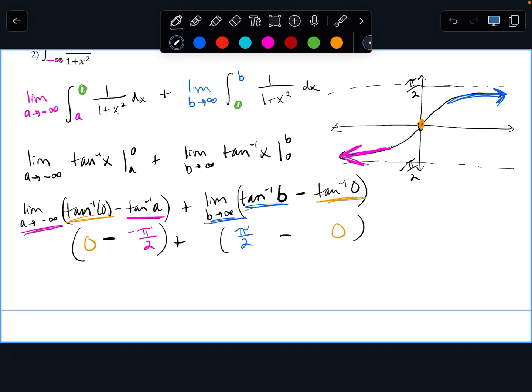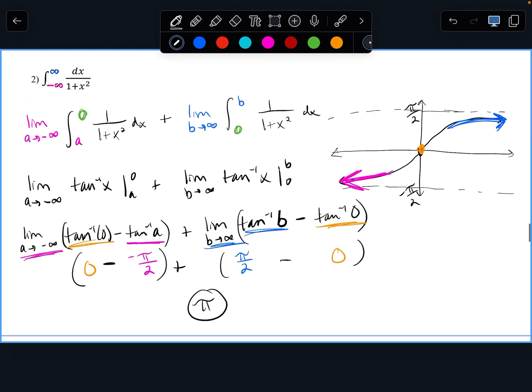Okay, so then what does this equal? Pi. Oh my gosh, that's so satisfying, isn't it? Pi.